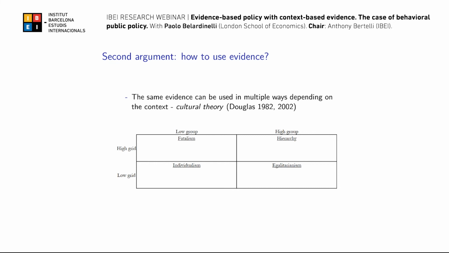So my argument here is that using these 4 cultural types, the evidence that we are not rational, that we are affected by cognitive biases, might be used differently. And nudging, which again is now the most famous way to use this evidence that we are affected by cognitive biases, I argue is consistent with hierarchy.